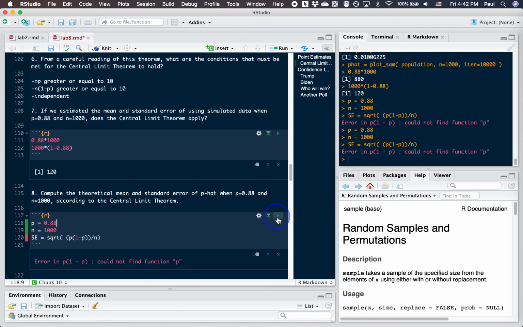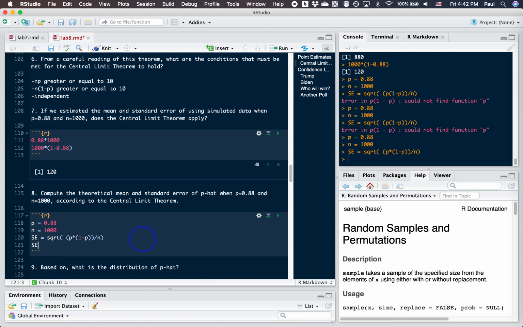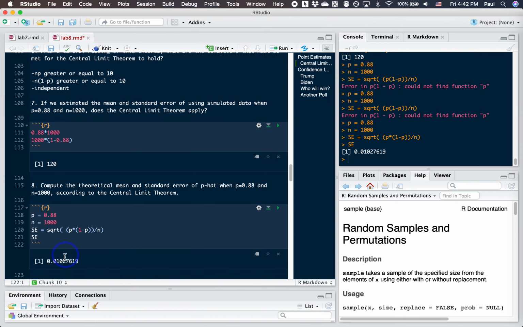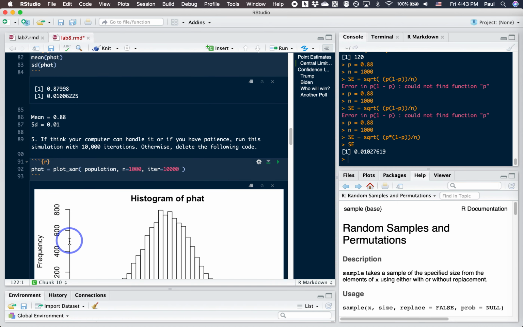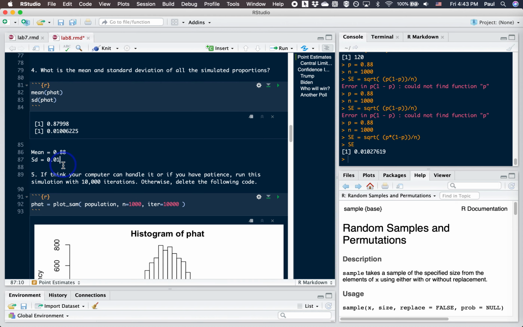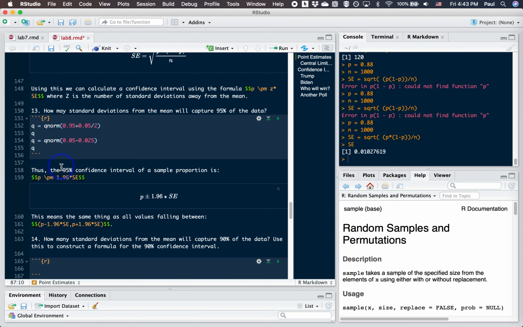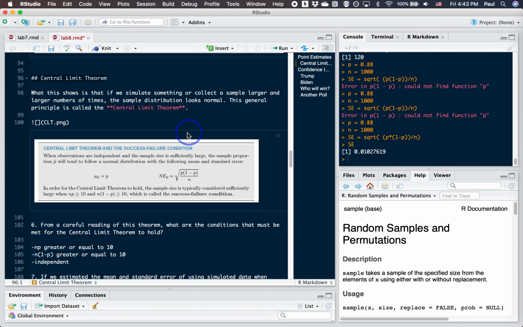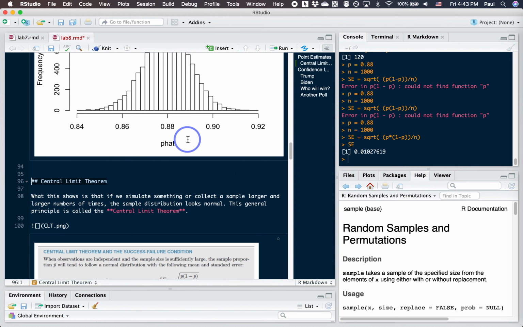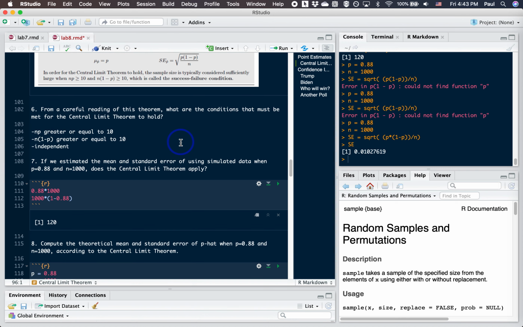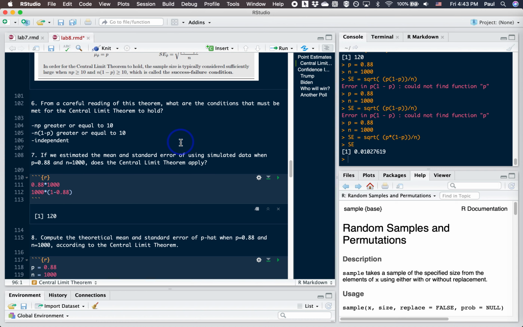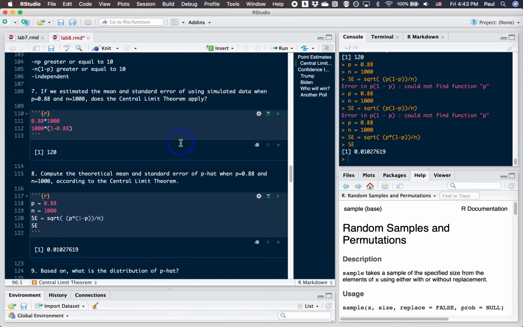Let's try running it again. Oh, and I have to put multiplication here. R doesn't know what I'm doing unless I put the multiplication sign there. Okay, so now we can find out what the standard error is. And notice 0.01 is basically what we got when we found the standard deviation of all of our proportions. I think we're about done. So we're just verifying these conditions for the central limit theorem, and we'll want to do this in order to make good inferences. We have to know that we are satisfying the assumptions.